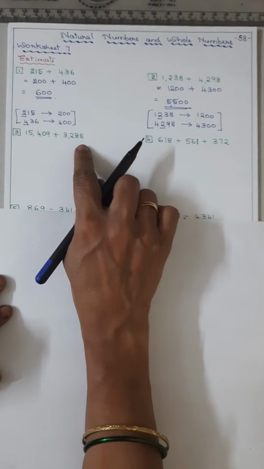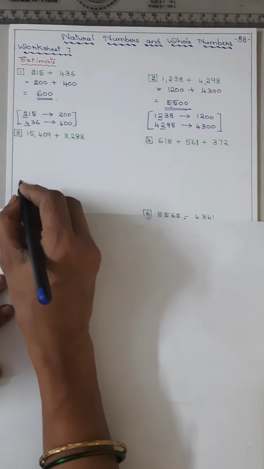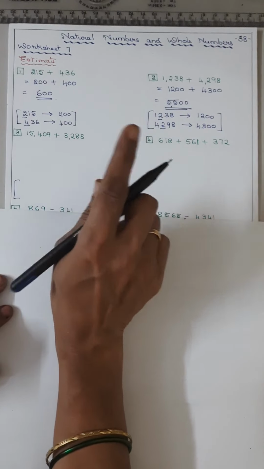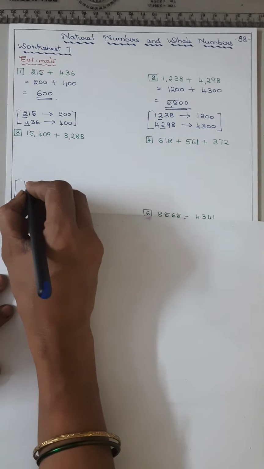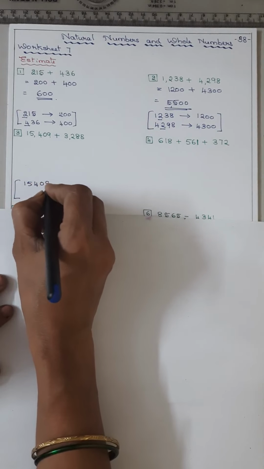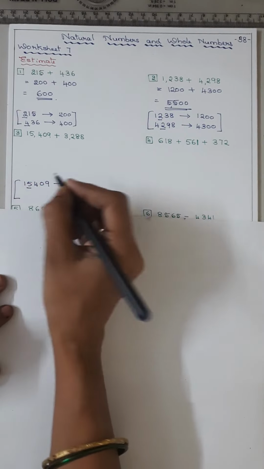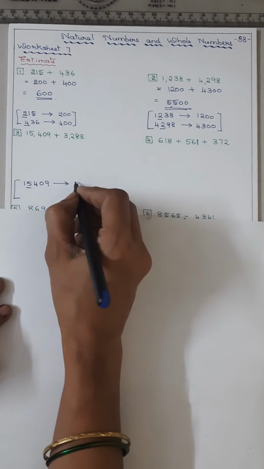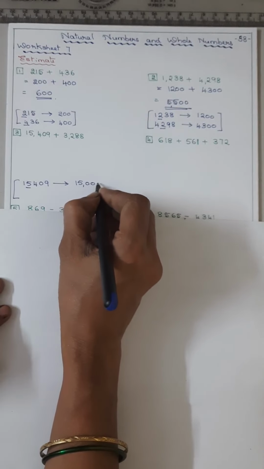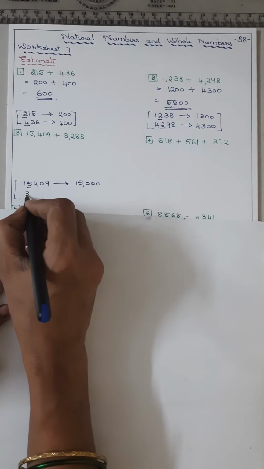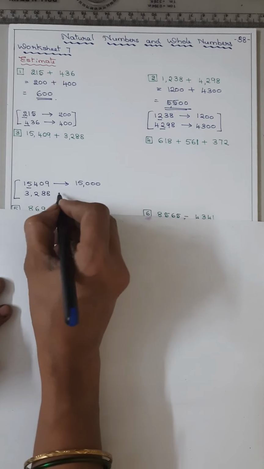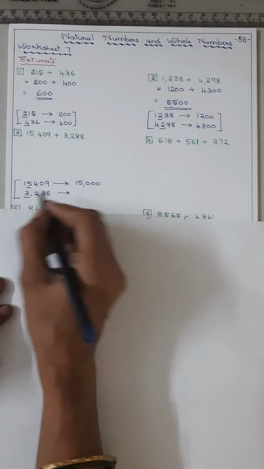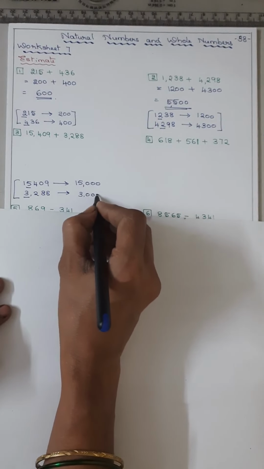Now coming to 15,409 and 3,288. One is in 10,000, the other is in 1,000. So round off to the thousands place. 15,409. Underline the thousands place. To the right it is 4. So it will become 15,000. Now 3,288. Underline the thousands place. To the right it is 2. So it will be 3,000.